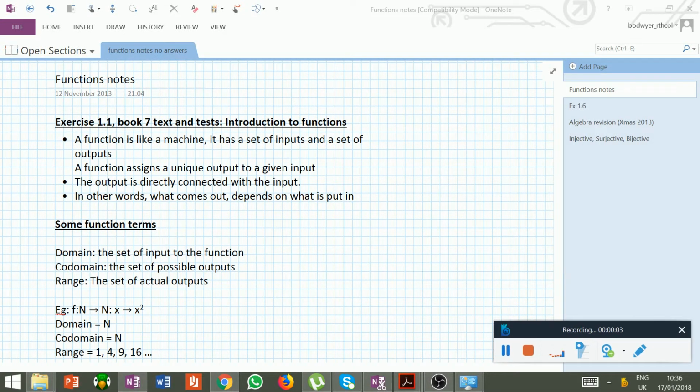Okay, this is an introduction to functions. We start out with book 7 and we're looking at exercise 1.1.